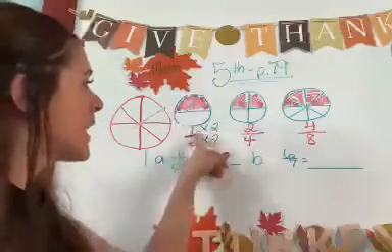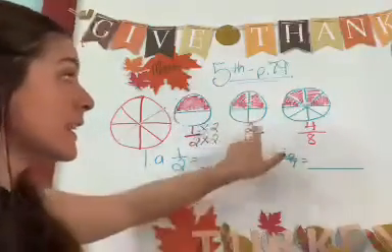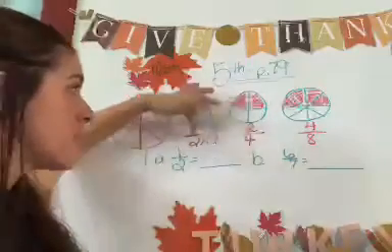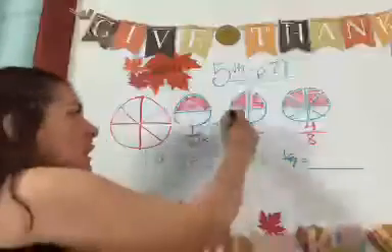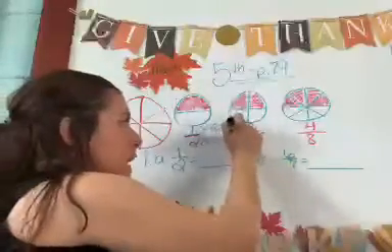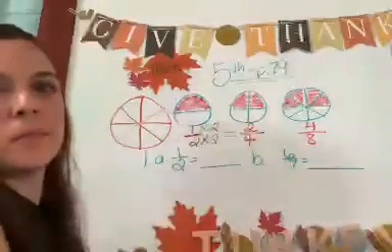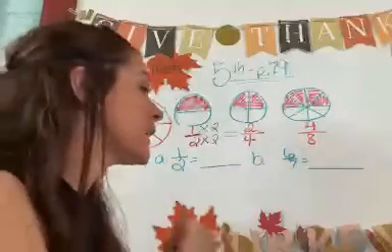So now I have 1 times 2 is 2. And 2 times 2 is 4. And that's how we know that this is an equivalent fraction. Okay? Well, then look over here.